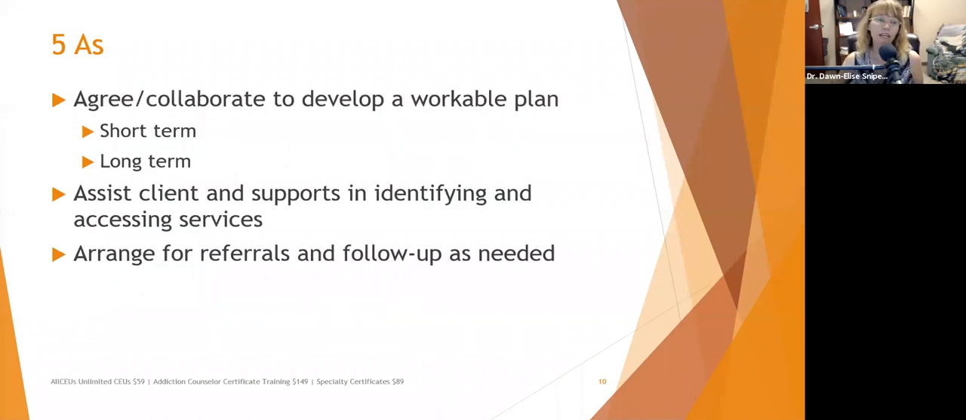We need to agree or collaborate to develop a workable plan for the short term. This week, this month, what needs to happen so you can live your highest quality of life, depending on the reason that they're there? If they are leaving the crisis stabilization unit after having their first psychotic episode, how can we help you in this first month? What is our workable plan?